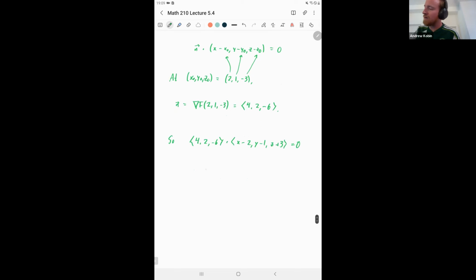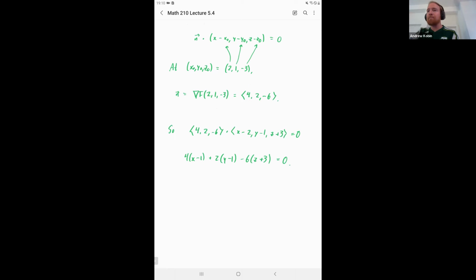We can also expand it out as 4 times x minus 2 plus 2 times y minus 1 minus 6 times z plus 3. And I'll leave it to you to rewrite this just with 4x plus 2y minus 6z plus or minus some constant equals 0. That's the linear form we've used in the past for the normal equation. Great. There's a couple things left that I want to wrap up.